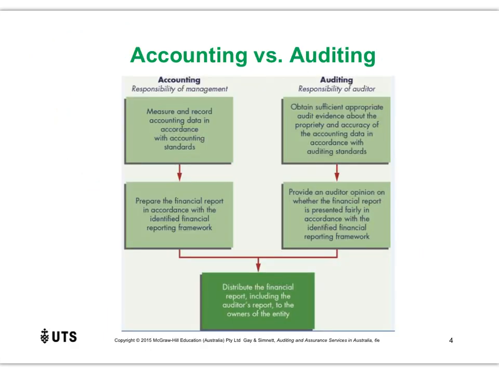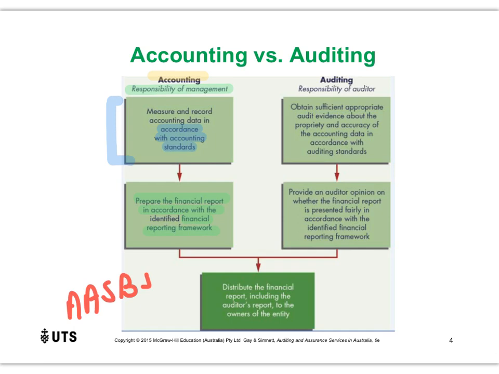Now, when it comes to the financial report, both management as well as the auditor have responsibilities. So if you look on the top left, under the heading of accounting, you see it says responsibility of management. That is because it is management's responsibility to actually prepare the accounting information, again, in accordance with the accounting standards, and also to then prepare the financial report in accordance with the appropriate financial reporting framework. Remember, whenever you see that, it's talking about the AASBs.